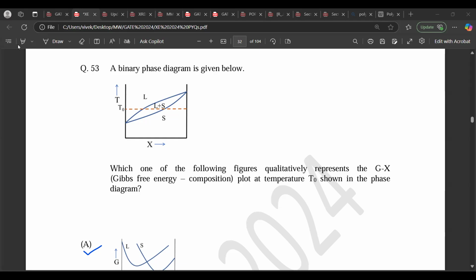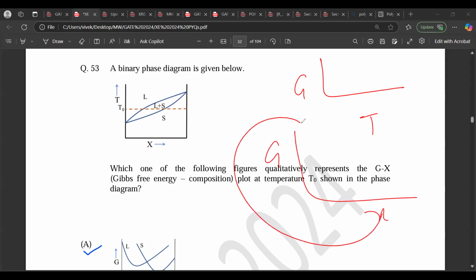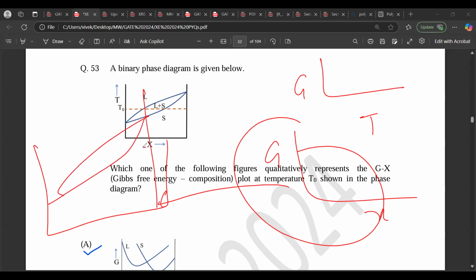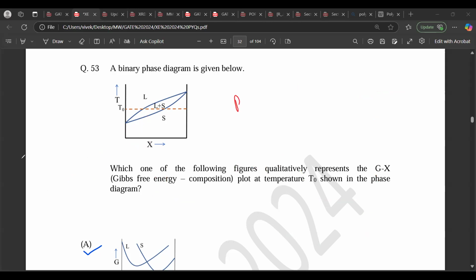The idea is very simple: how to draw the GX curve, how to draw the GT curve, and if you know the GT curve, how to draw the GX curve, and if you know the GX curve, how to draw the phase diagram. Every phase diagram is drawn from the GX curve only. So what is the relation between them? That is what is taught in phase equilibrium of materials. I'm going to give you a quick understanding of this, and it will stay fit in your mind till your GATE exam, so please understand very carefully.